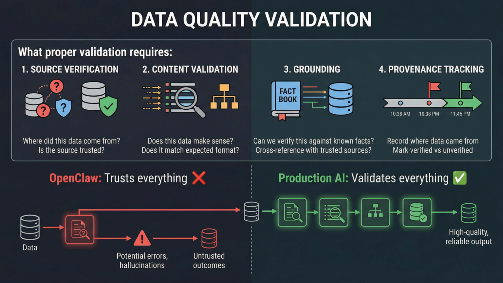To prevent this, you need source verification to check where data comes from, content validation to ensure data makes sense, grounding to cross-reference against known facts, and provenance tracking to mark verified versus unverified information. OpenClaw has none of these.